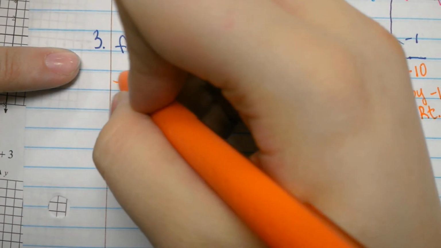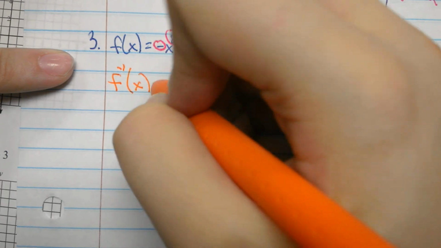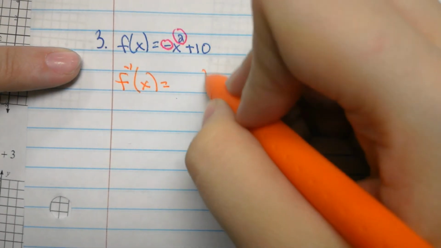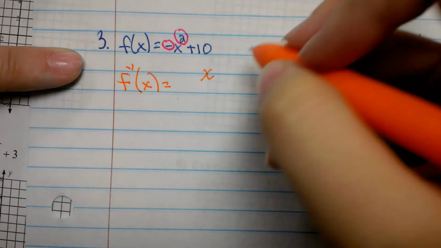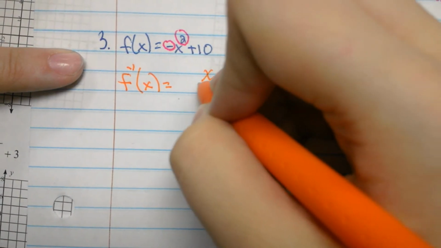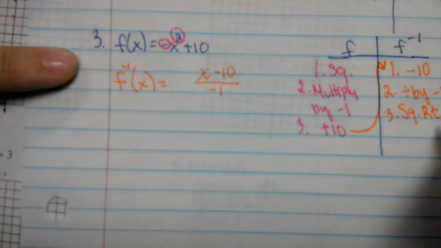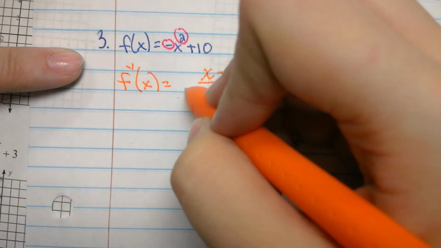So now when I write that, f inverse of x, I start by writing x, and then I follow my table. So it says subtract 10, divide by -1, and then take the square root.